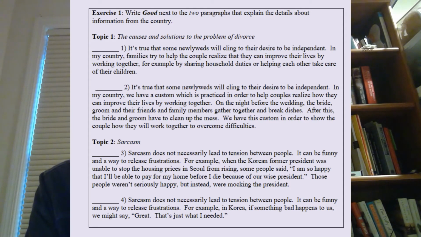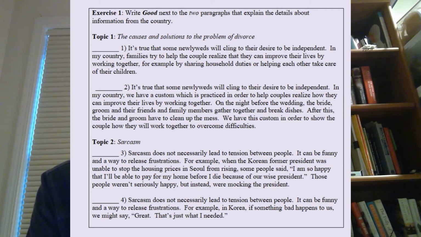Number 3, sarcasm does not necessarily lead to tension between people. It can be funny and a way to release frustration. For example, when the Korean former president was unable to stop the housing prices in Seoul from rising, some people said, "I'm so happy that I'll be able to pay for my home before I die because of our wise president." Those people weren't seriously happy, but instead were mocking the president.